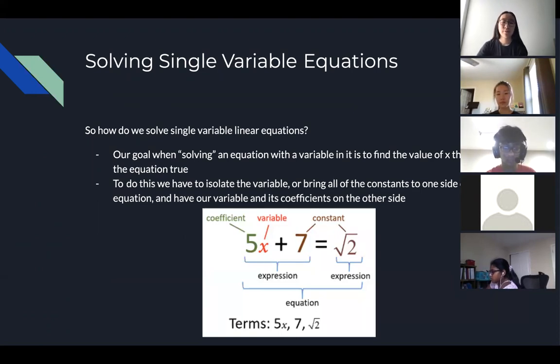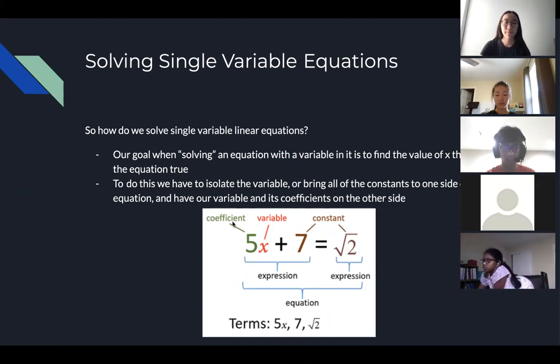Okay, so how should we solve single variable linear equations? Basically, your end goal, if you're solving an equation with a variable in it, is to find what value of x makes the equation true. So you need to isolate the variable on one side of the equal sign and have all of the other numbers on the other side.